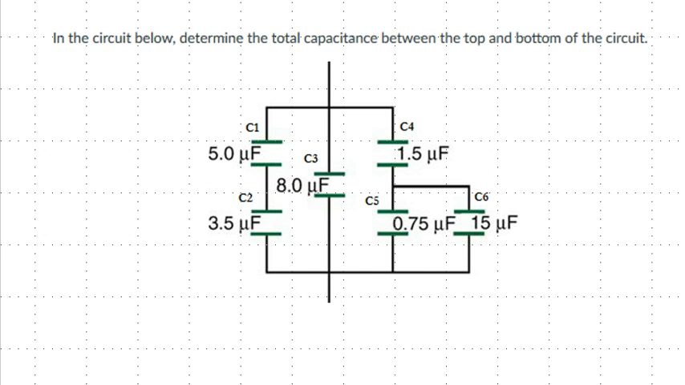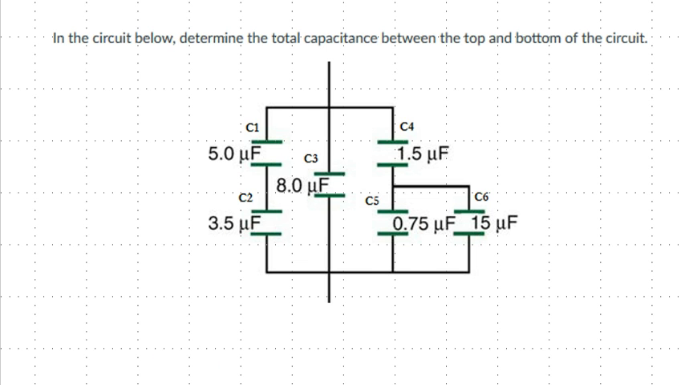If we look over here at these two, these two are in parallel, and they're in parallel because if I start here and I go to there, I can either go through this one or through that one, right? And it's only one step along the way, right?